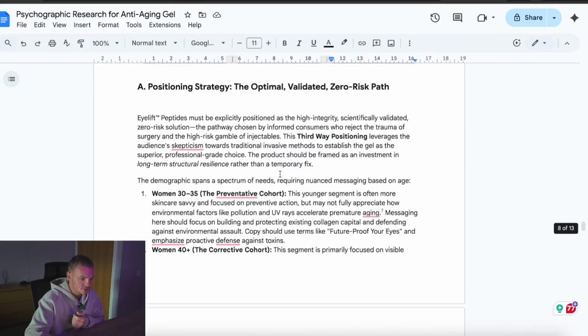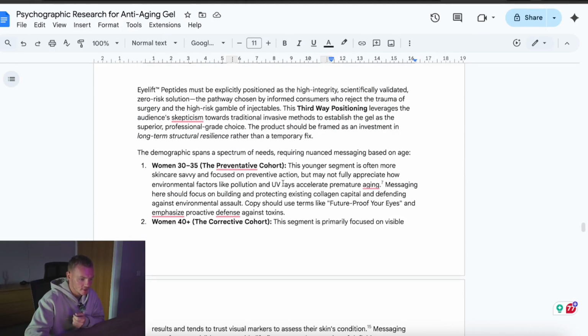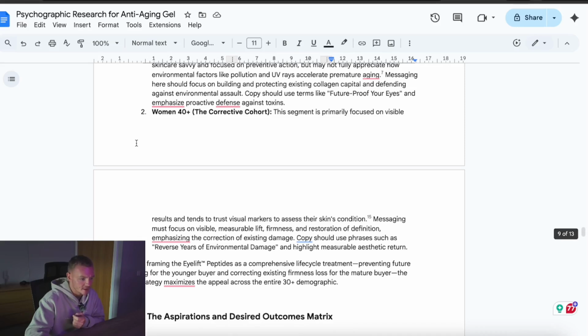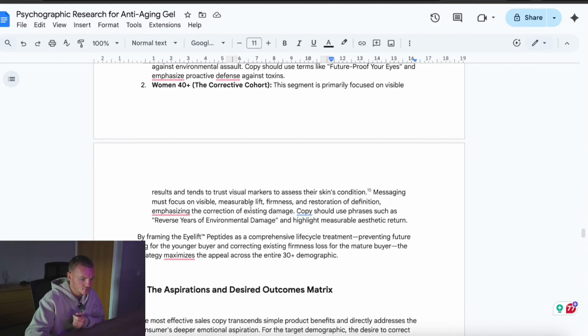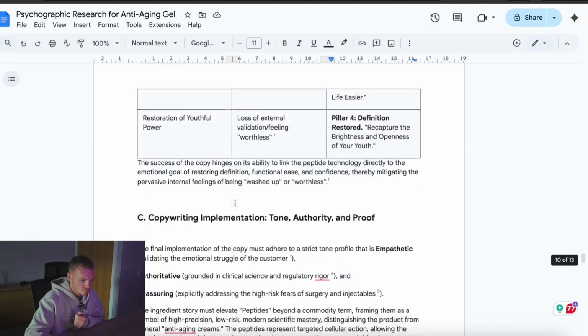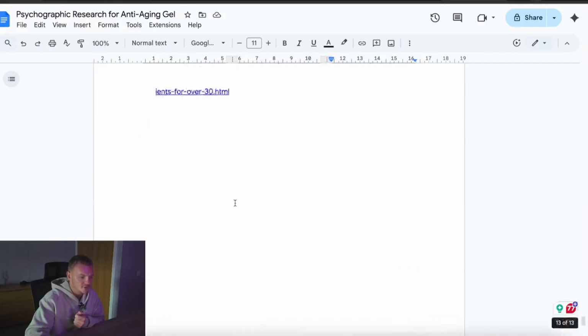So we've got an absolute ton of stuff in here. And look at this, it's given us two different cohorts: women 30 to 35, a younger segment, skincare savvy, they know more; and then women 40 plus, primarily focused on visible results and tend to trust the visual markers. But yeah, we've got a bunch of stuff in here.